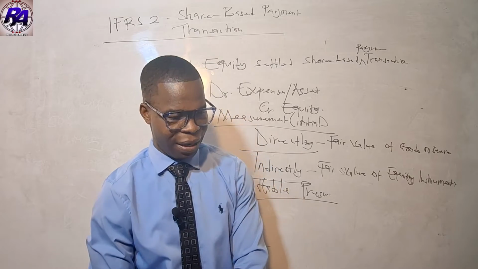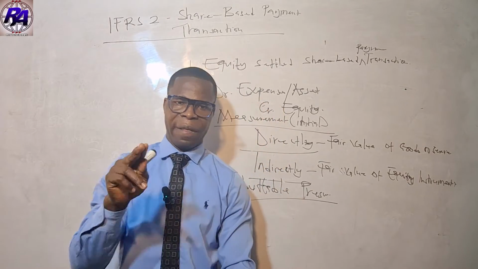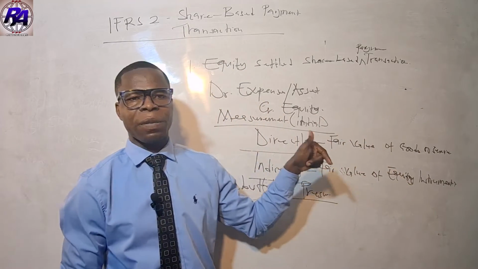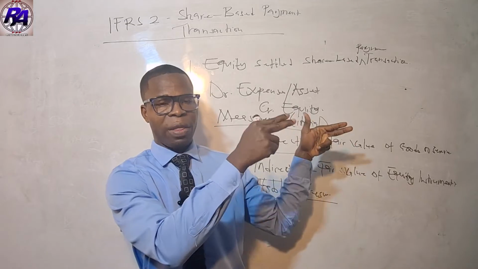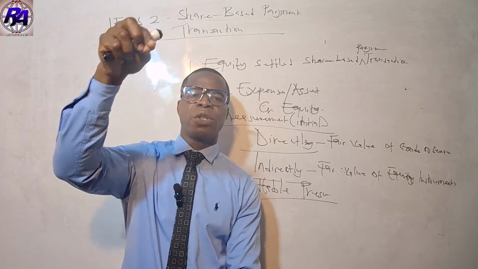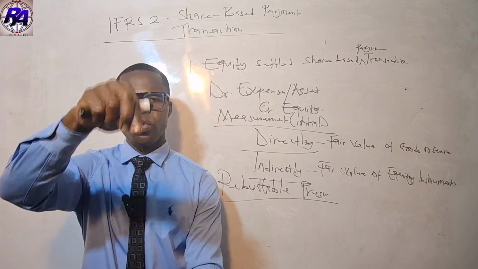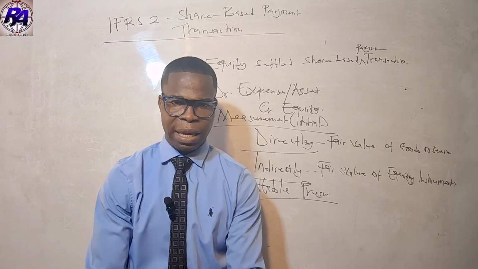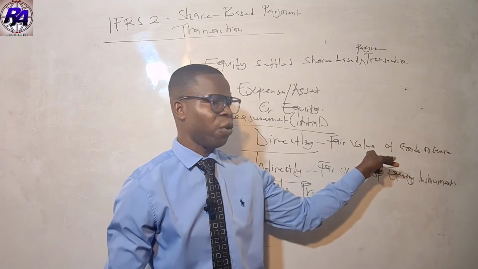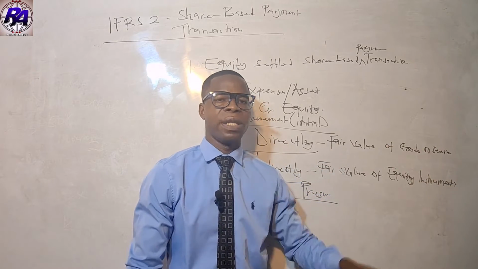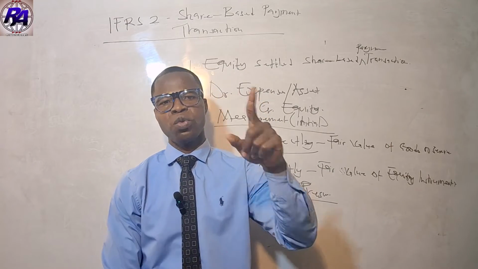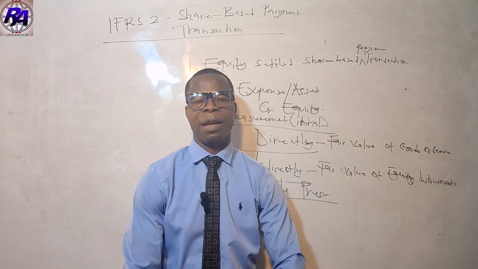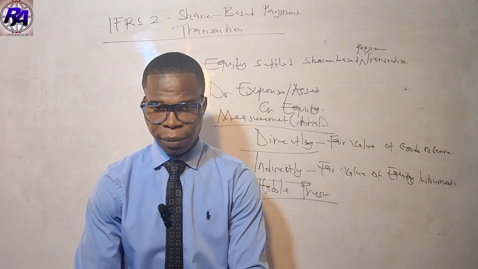Let me say this again. There is always a rebuttable presumption that when we are using the fair value of equity instrument with a supplier, the fair value of the goods and services will be ascertained. And I was saying that in a situation where we have the fair value of the equity in the question, but those goods are being provided by the supplier, then we are going to use the fair value of the goods and services.